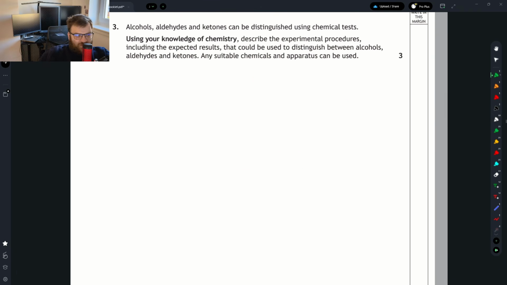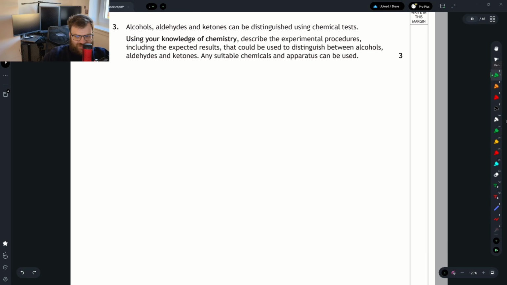Here we get to our first of the 2 using your knowledge of chemistry questions. We're asked to describe ways of telling apart alcohols, aldehydes and ketones. For that, any suitable chemicals and apparatus can be used. Okay, now, key thing here is chemical tests. So melting points and boiling points are not really what we're going to talk about. We want to be using chemicals.